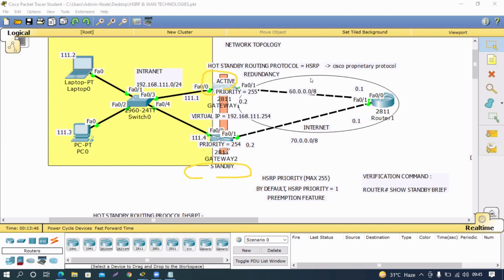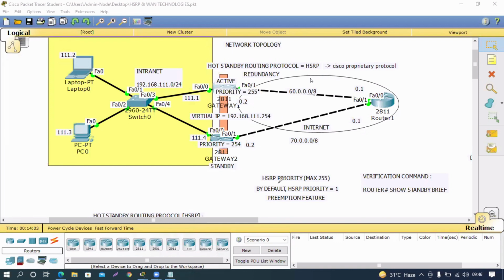Okay, if you want to make this one an active router, then make this priority 255 and this priority 254. Then this router will be standby. It will not be active. So it will be standby, and this one will be active. So it is totally up to you which router you want to make active or standby.